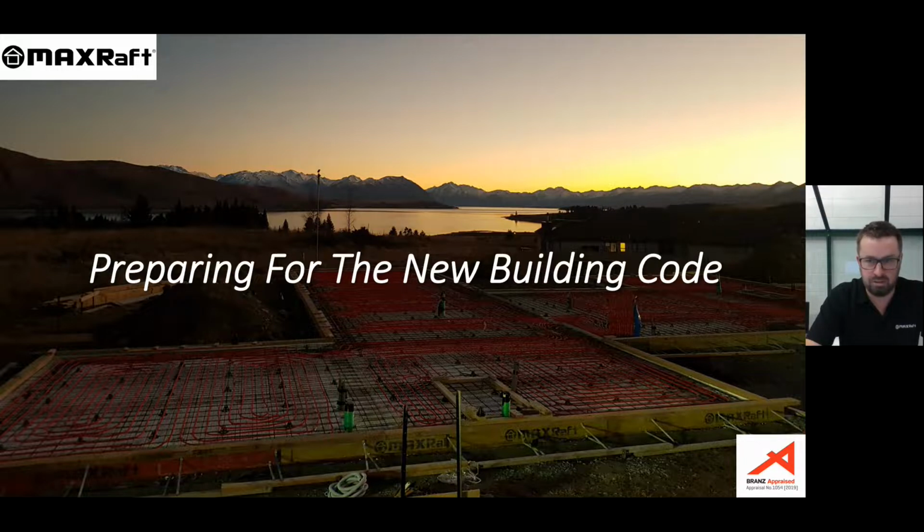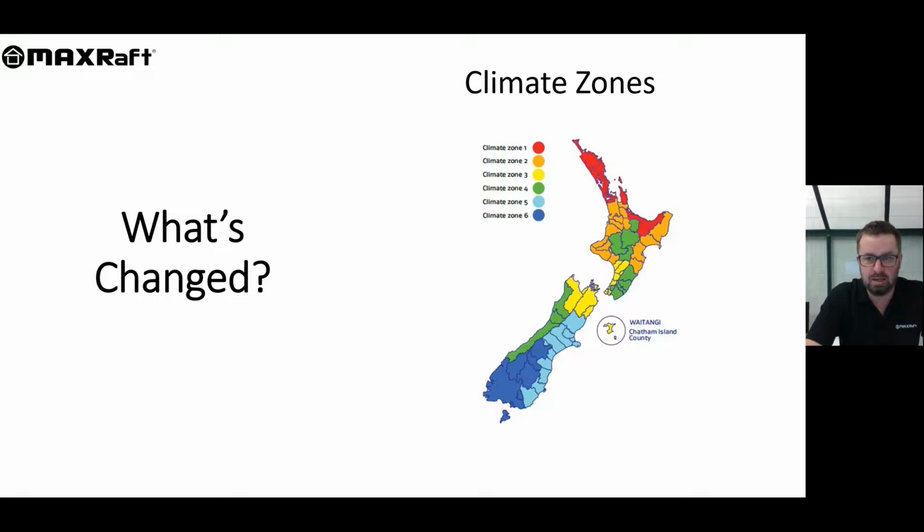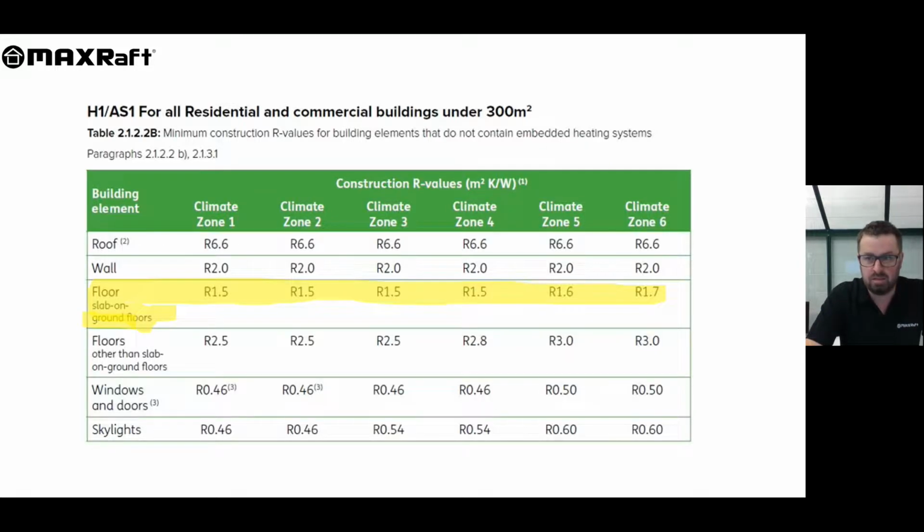So what's changed? The country is now split into 6 climate zones from 3, and the requirements of the new building code are zone specific. So there's been changes to a few elements of the building, as you can see here. However, for today, we're simply focusing on the floors.